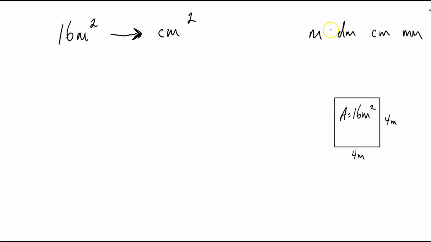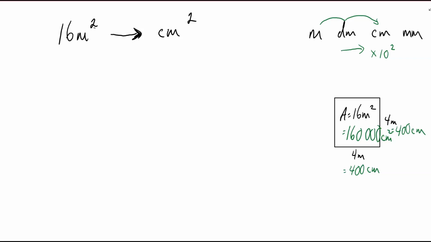Well, 4 meters, if I convert meters to centimeters, we go 1, 2, and we're going to the right, so we will multiply by 10 to the 2. And so this is equivalent to, not 4, but multiply by 100, 400 centimeters. And this is equivalent to 400 centimeters. So the area is actually 160,000 centimeters squared.